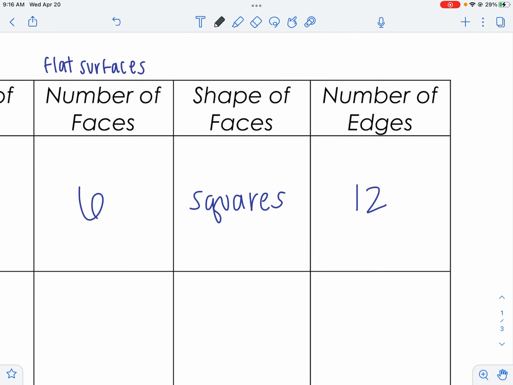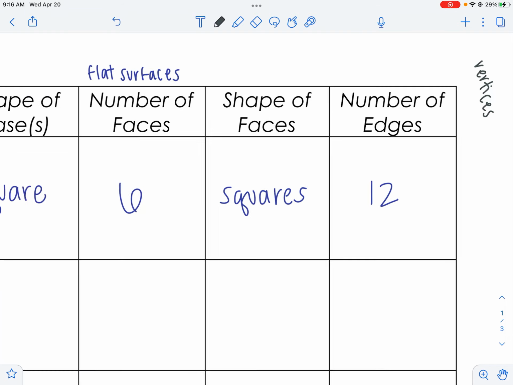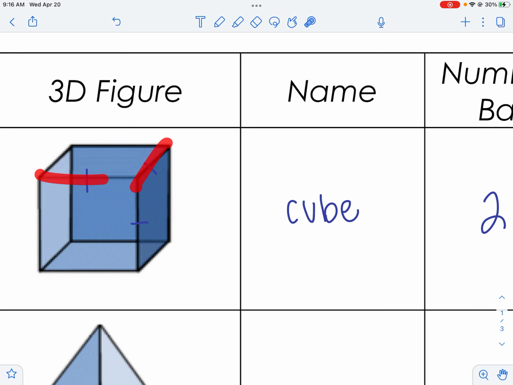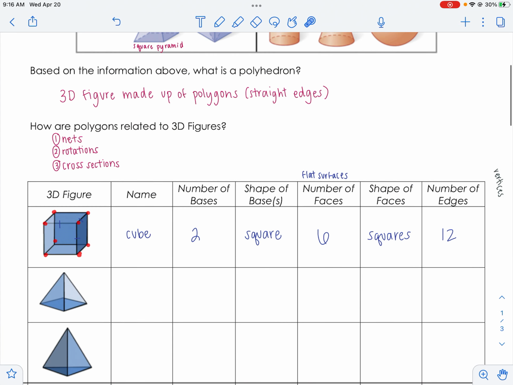And then there's one more thing that we're going to add in here, and that's going to be vertices. Your vertices are the points where the edges meet. So edges are where the faces meet, and then vertices are where the edges meet. So it'd be like these corners right here. So if I count really quickly, I have 1, 2, 3, 4, 5, 6, 7, 8. So that would be 8 vertices.